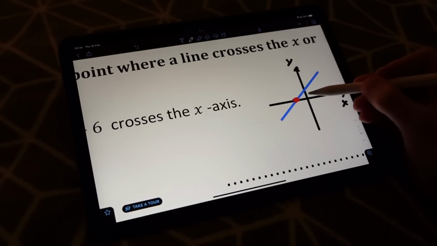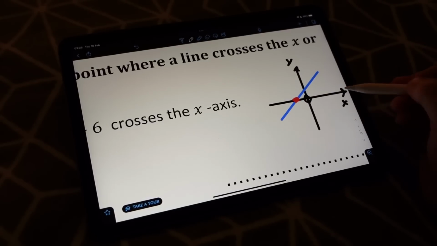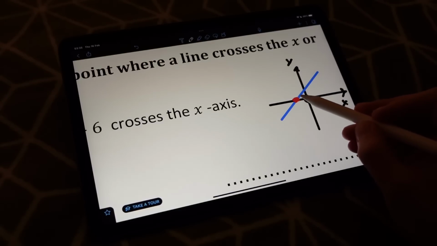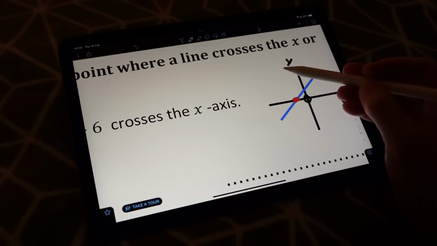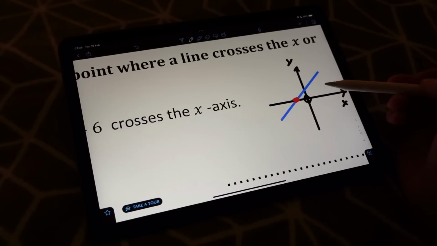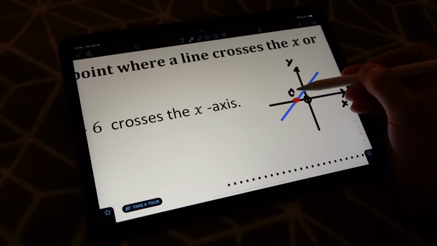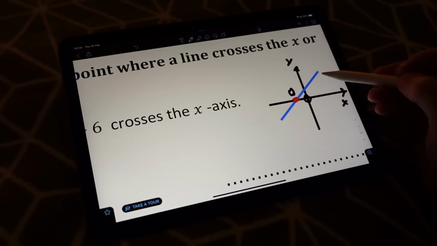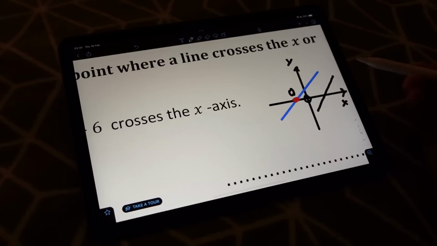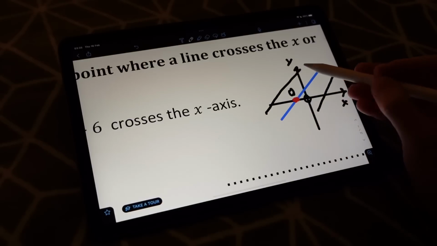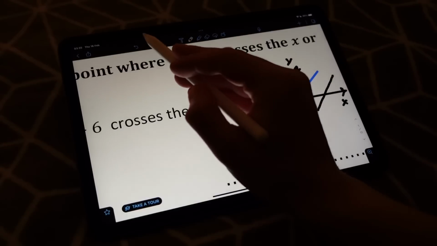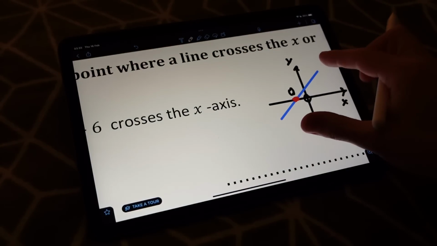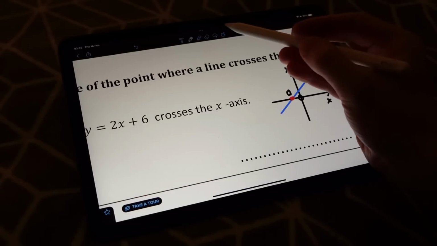Now we know that the graph starts at 0 and works up. So when it crosses the x-axis, we can agree in saying that the y-value is just 0. We don't know what x is. In fact, this line could actually be over here. It could be all the way back here. But either way, whenever it crosses the x-axis, y will be 0.